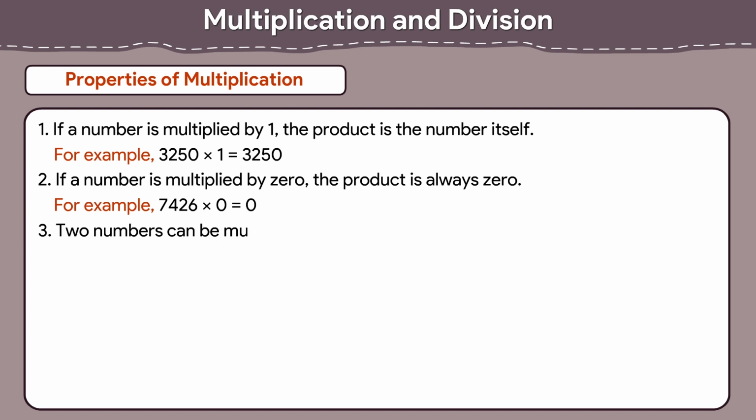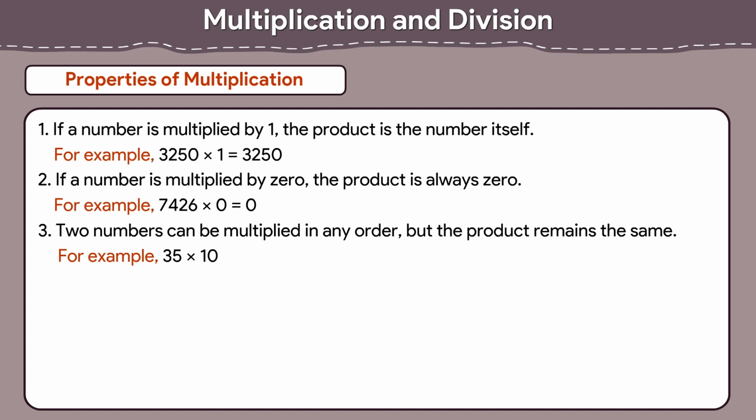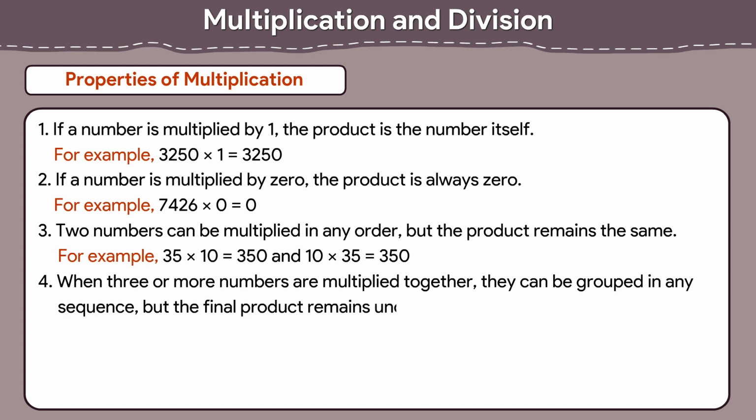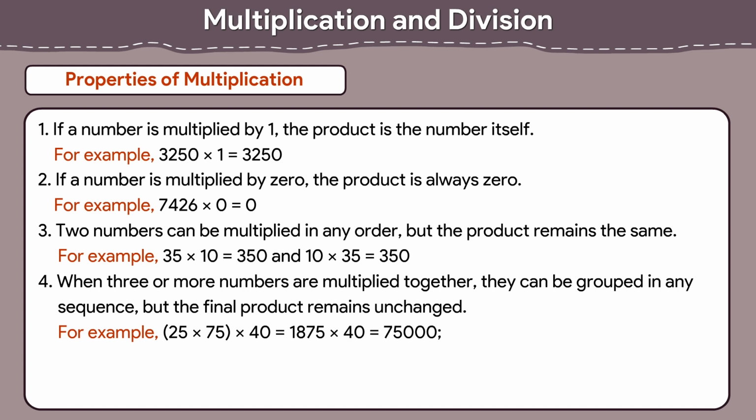3. Two numbers can be multiplied in any order, but the product remains the same. For example, 35 times 10 equals 350 and 10 times 35 equals 350. 4. When 3 or more numbers are multiplied together, they can be grouped in any sequence, but the final product remains unchanged. For example, 25 times 75 times 40 is equal to 1,875 times 40 equals 75,000.